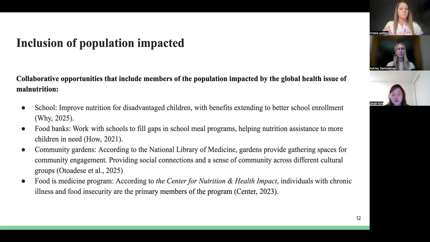For community gardens, according to the National Library of Medicine, gardens provide gathering spaces for community engagement, providing social connections and a sense of community across different socioeconomic and cultural groups. And last, Food is Medicine programs: according to the Center for Nutrition and Health Impact article, individuals with chronic illnesses and food insecurity are the primary members of this Food is Medicine program.